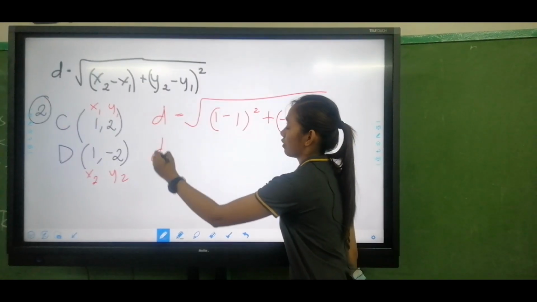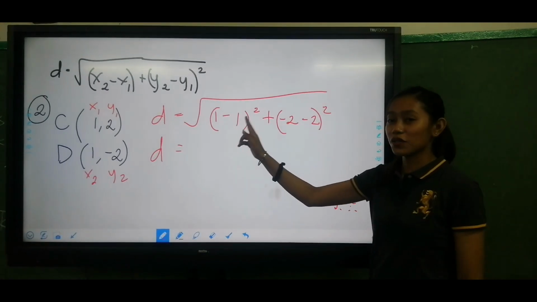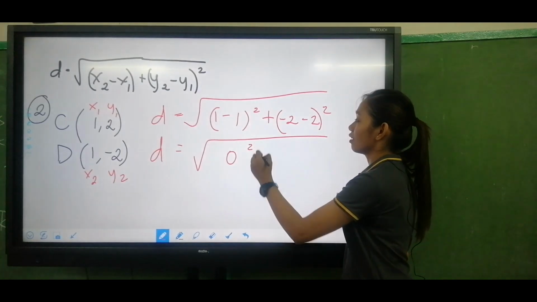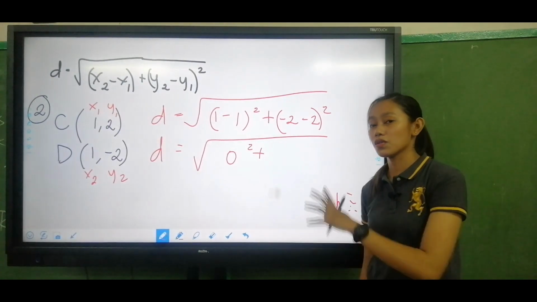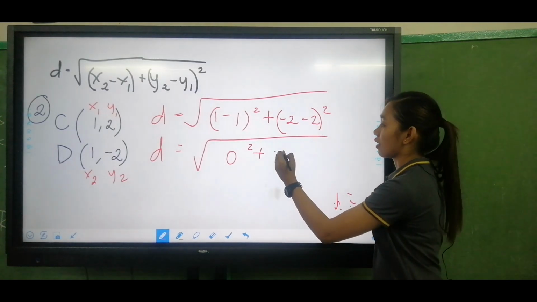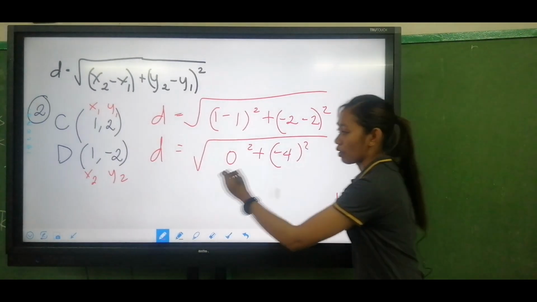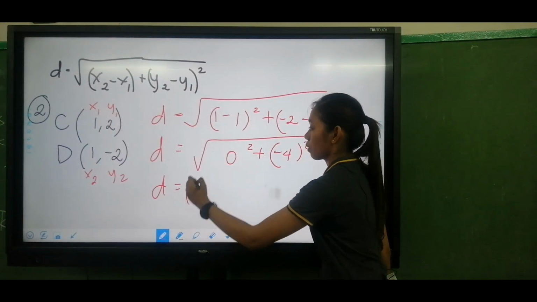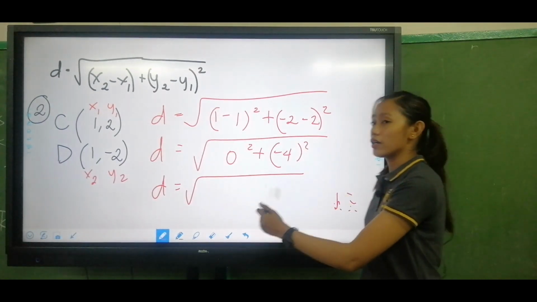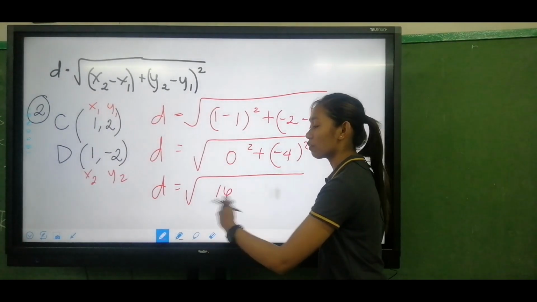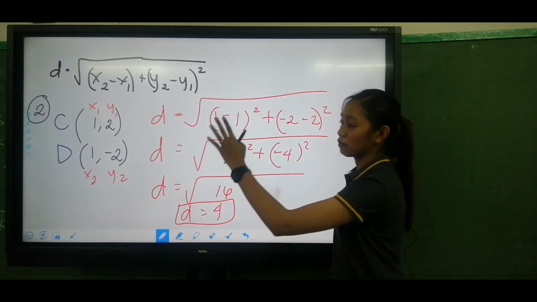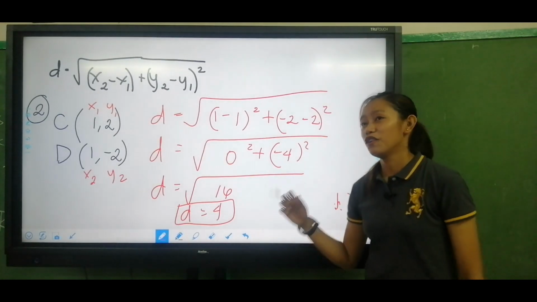squared. So, next, simplify. 1 minus 1 is equals to, of course, 0. So, 0 squared plus negative 2 minus 2. So, parehas ulit ng sign. I-add po natin yan. So, that will be 4. Then, copy the sign. Negative 4 squared. So, D is equals to square root of 0 squared. 0 na po yan. Then, negative 4 squared, so that will be 16. Square root of 16 is 4. So, simply the distance of point B and point D is 4.